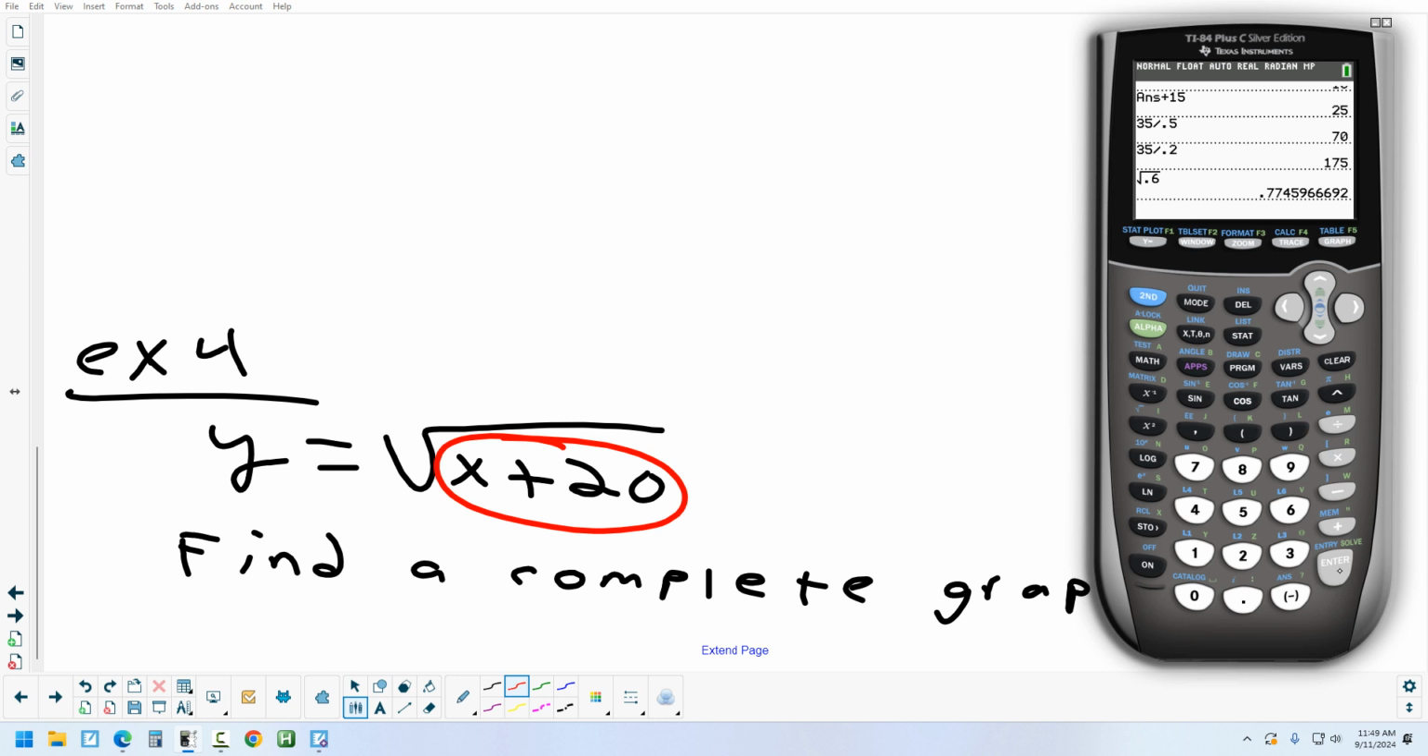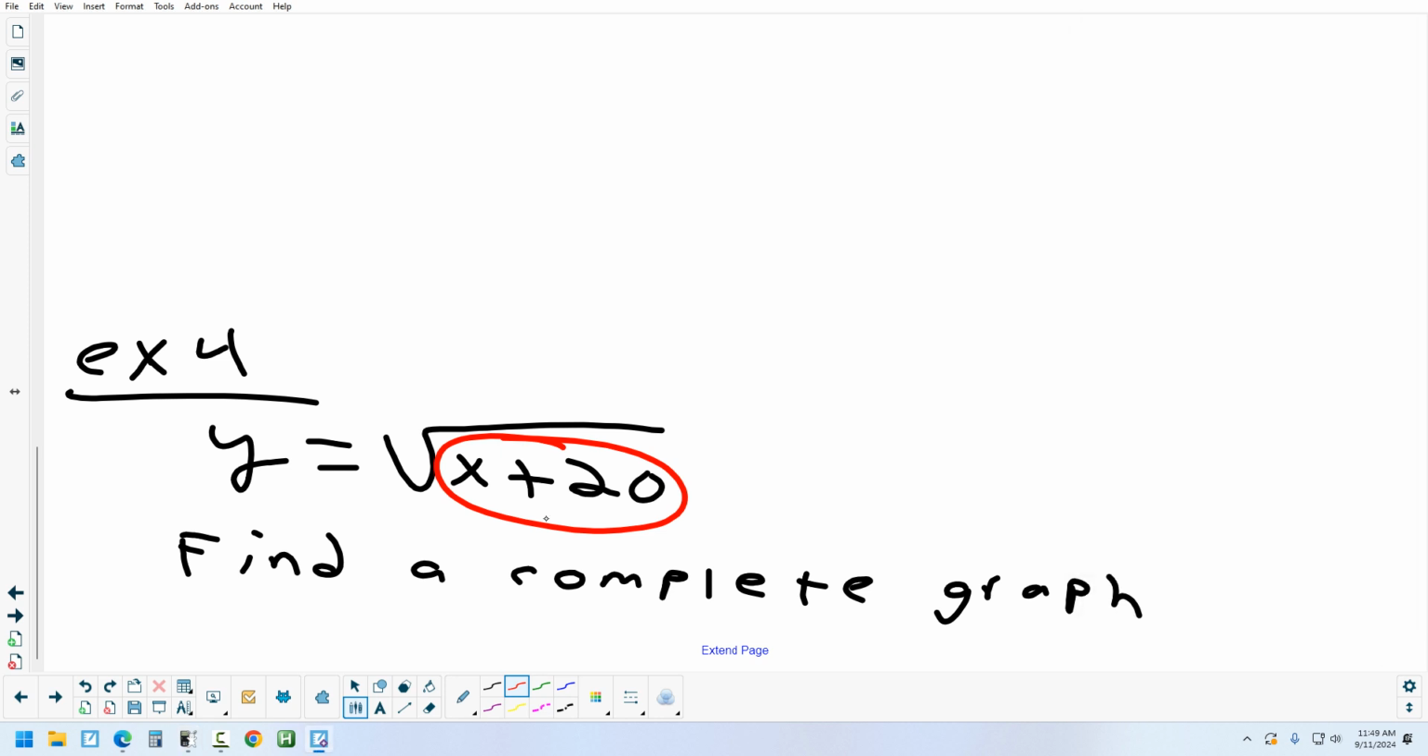You can't divide by 0, but you can take the square root of 0, no problem, and you get 0. So whatever you put underneath here always has to come out greater than or equal to 0. So think about that in this problem. You need x plus 20 to always come out greater than or equal to 0, no matter what you plug in for x. So you couldn't plug in negative 100 for x. That'd be too small.